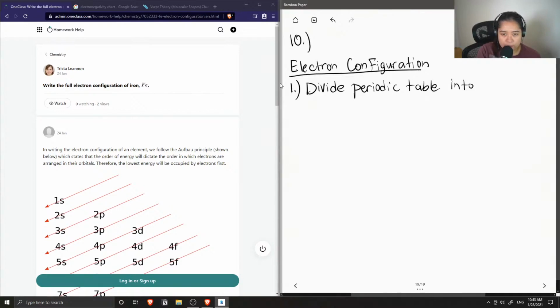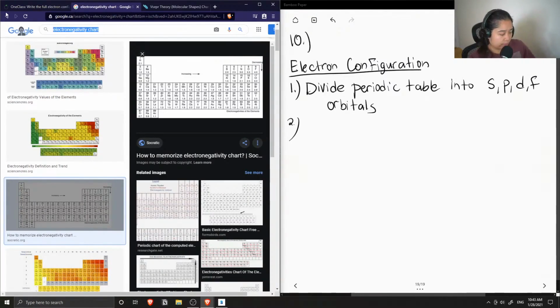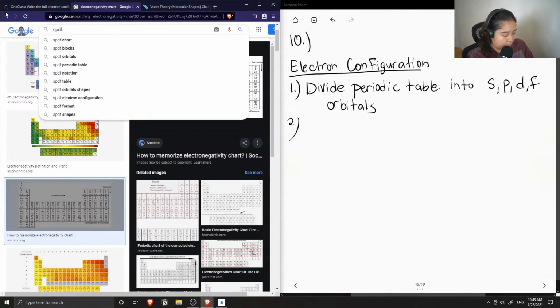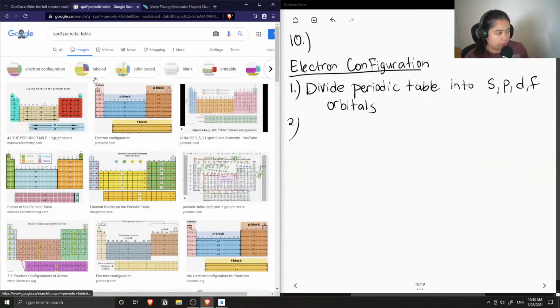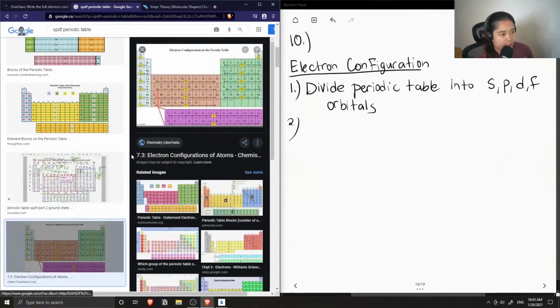into the different orbitals. So S, P, D, and F. And I can show what that looks like. Like so. And you kind of get something that looks like this.